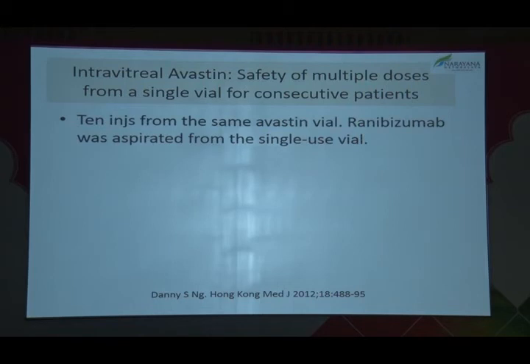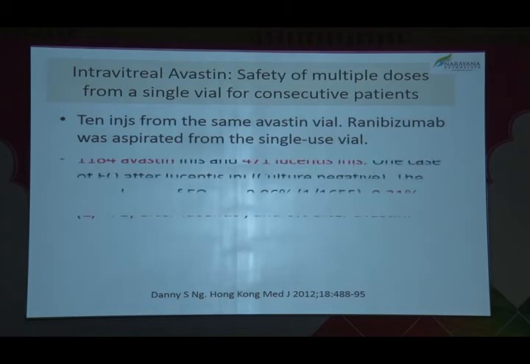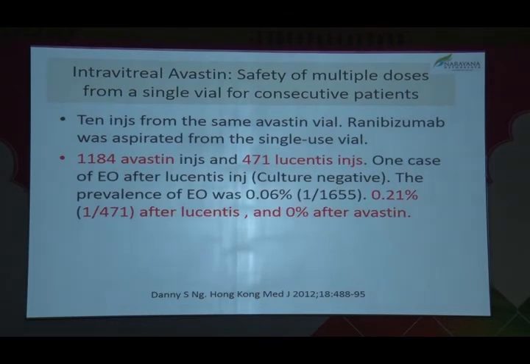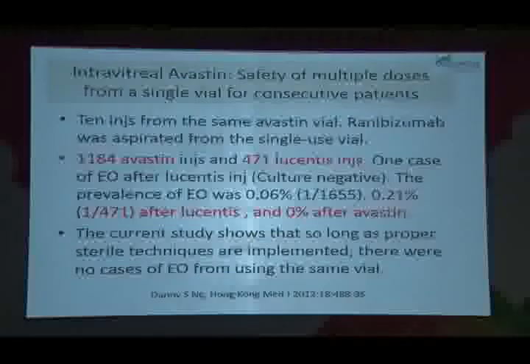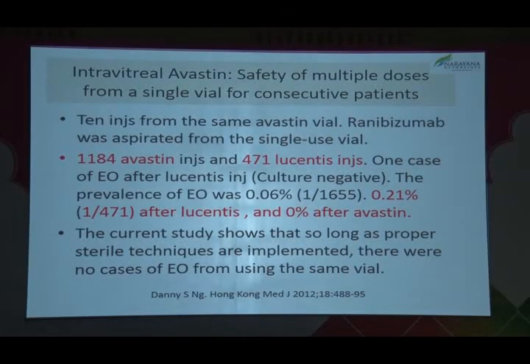In this study, 10 injections from the same Avastin vial were withdrawn, only 10 injections, and Lucentis was taken as a single use. This surgeon gave 1,184 Avastin injections and 471 Lucentis injections. One patient who had received Lucentis developed infection. No patient with Avastin developed infection. So basically he concluded that the current study shows that as long as proper sterile techniques are implemented, there were no cases of endophthalmitis from the use of the same vial. So proper technique, storage and fractionation is important.